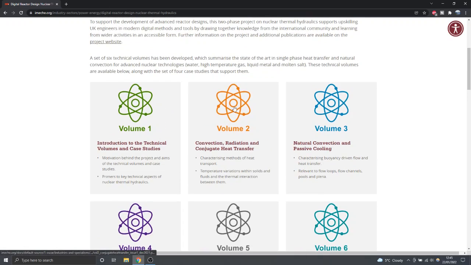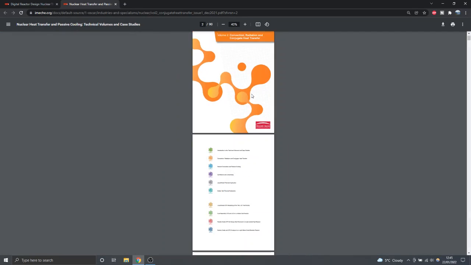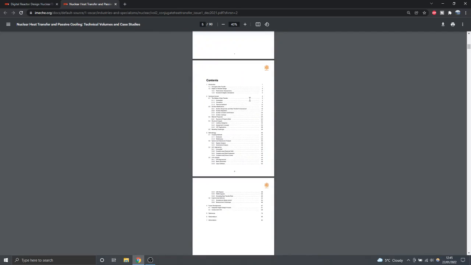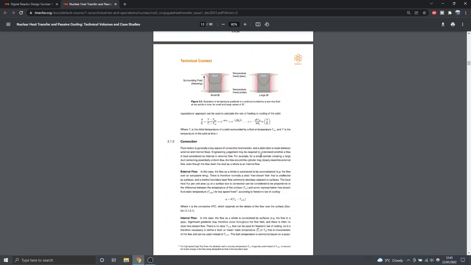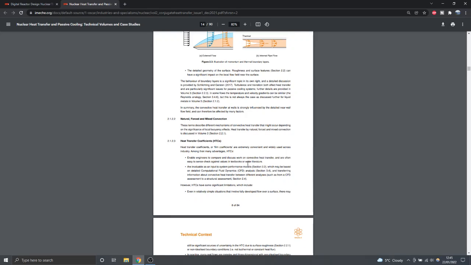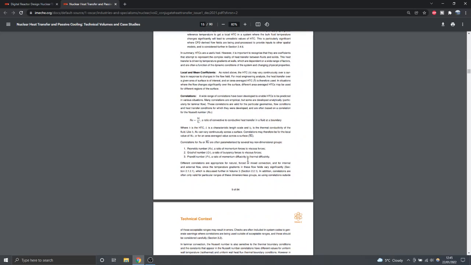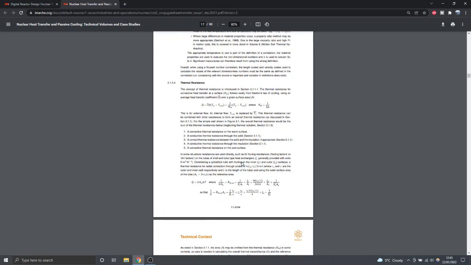And each of these technical volumes, if you click on them, link to detailed PDF documents, like the one you can see here on the screen for volume 2. And these volumes contain lots of detailed information for exactly how you would carry out these analyses if you were carrying them out for yourselves as part of a CFD analysis of a next generation reactor design.